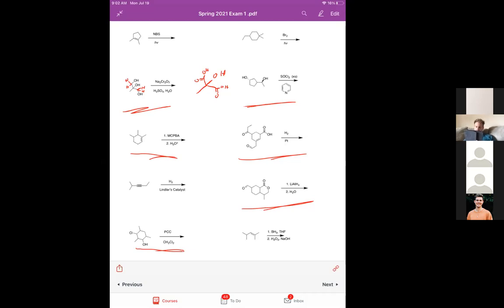SOCl2 is going to take an alcohol and turn it into a chlorine. It's an SN2 reaction, so it's going to flip the stereochemistry. So we should end up with a wedge on the left and then a dash on the right for this. H2 is going to reduce absolutely everything.